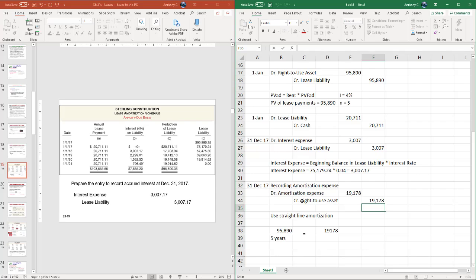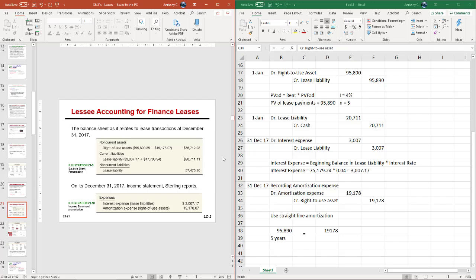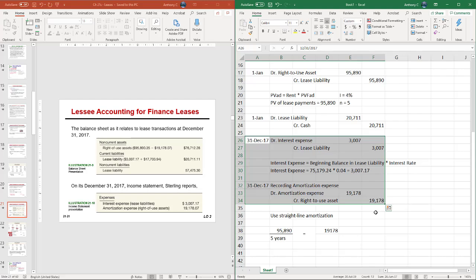So let me just point out here, you'll notice we're directly crediting the right to use asset. Some companies use accumulated amortization, but your book directly credits the asset, so we're going to do the same. All right, so this next slide just covers the amortization, which we just did, so we'll move on. All right, so again, these two journal entries were done at the end of the year as adjusting entries, recording the interest expense and recording the amortization expense.